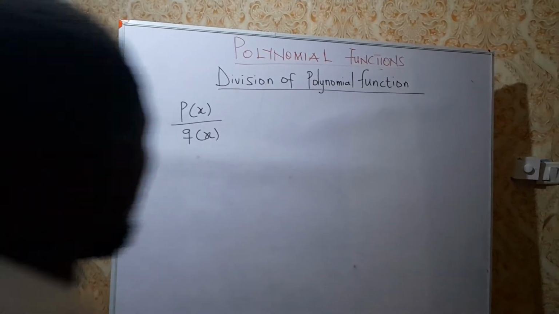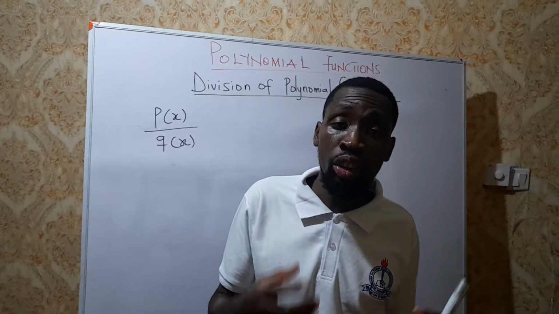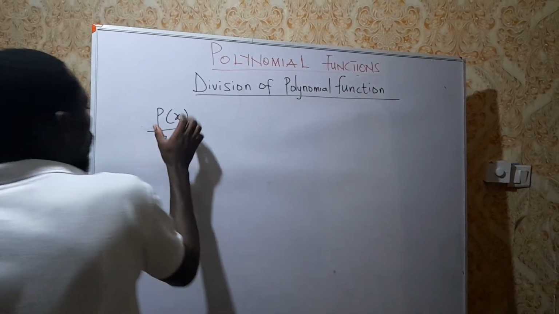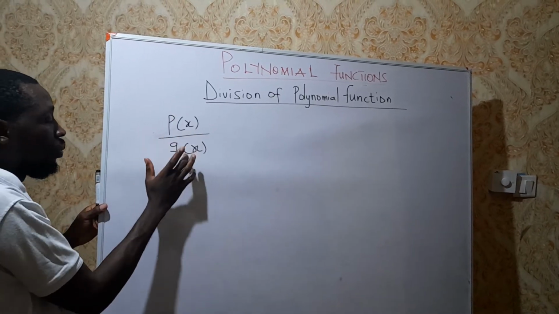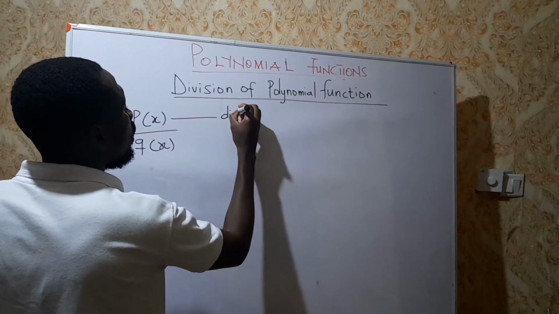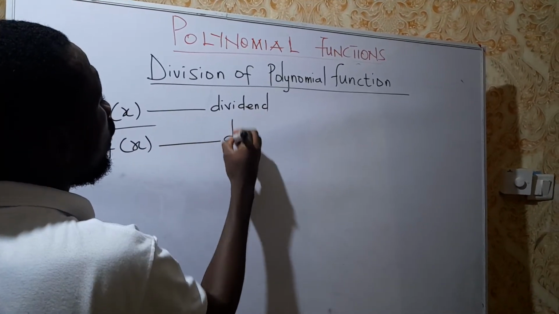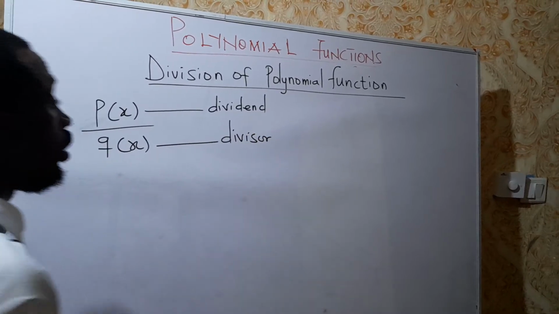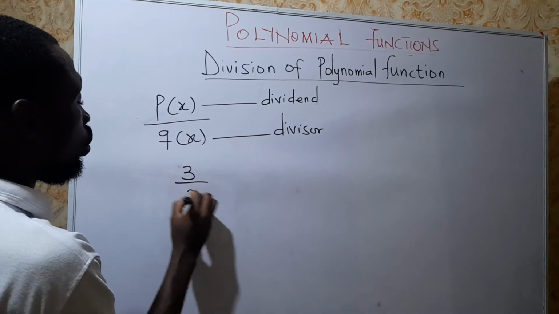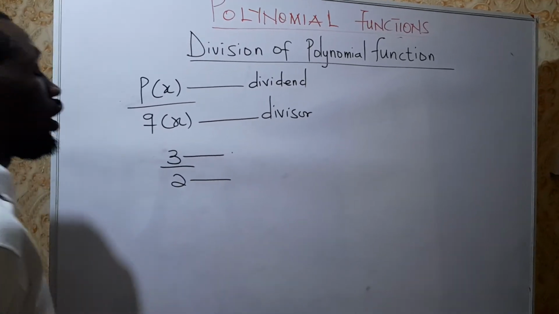So the next thing we'll talk about is the division of polynomial functions. Before we go there, I want us to get the necessary tools that will enable us to understand the division of polynomial functions. Now, if we have a polynomial p of x divided by q of x, the p of x is called the dividend, and the q of x is called the divisor. So if we have 3 divided by 2, the 3 here is the dividend and the 2 is the divisor.